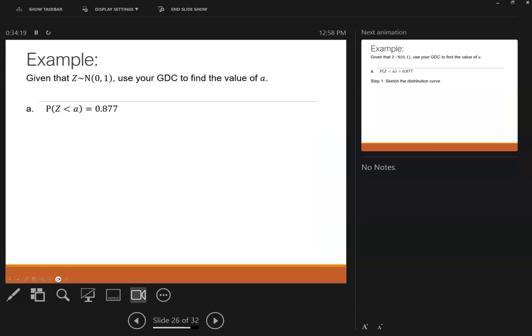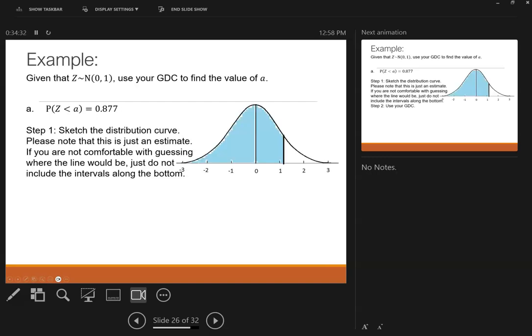So we're told that we have a standard normal distribution, and we want to find the value of A such that Z less than A has a probability of 0.877. So I'm going to draw my picture. I drew this and I labeled. Now, I don't really know where this is at. I'm just taking a guess as to what looks like about 87% of my area, just eyeballing it. There's no way to figure that out without actually doing the math first.